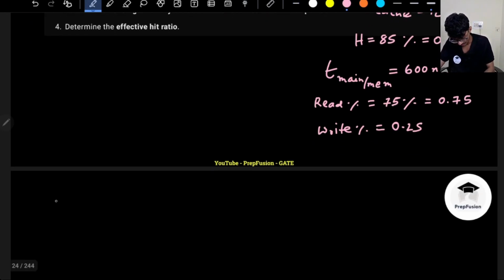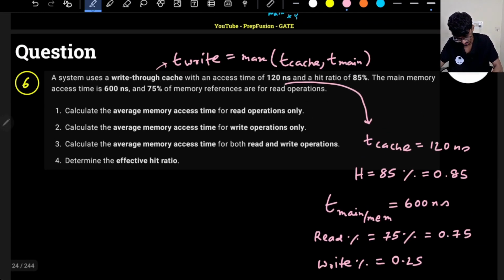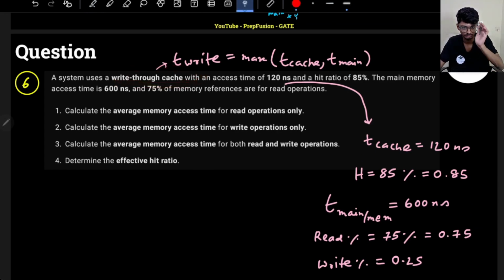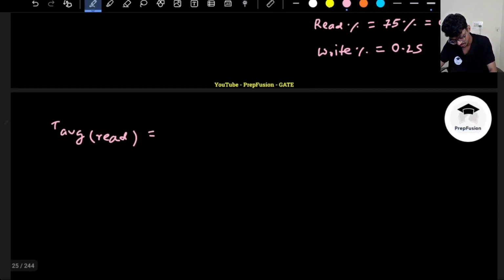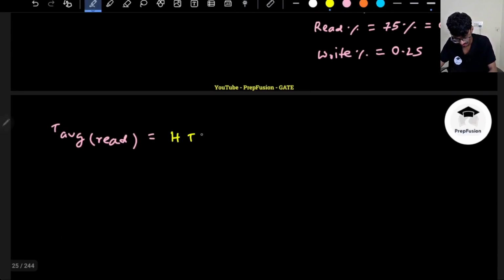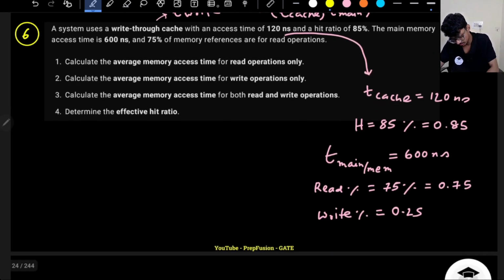T average for read operations only. What is the T average for read operations only? First of all, it is a read operation, so I don't have to worry about this write through cache, all those things. Ignore it. If they are only asking for read operation, if it is a hit, the time taken will be T cache. If it is a miss, the time taken will be what? They have told me, right?